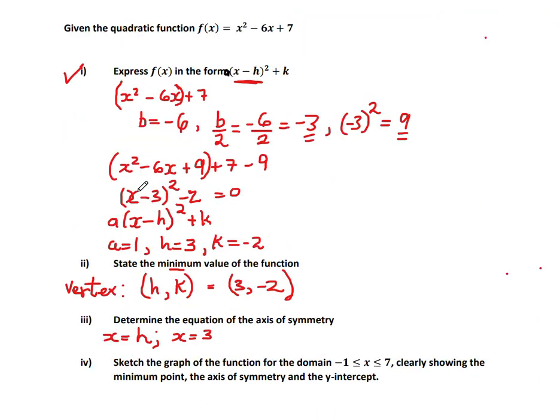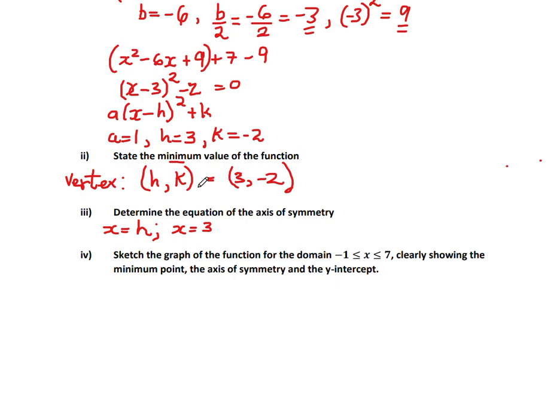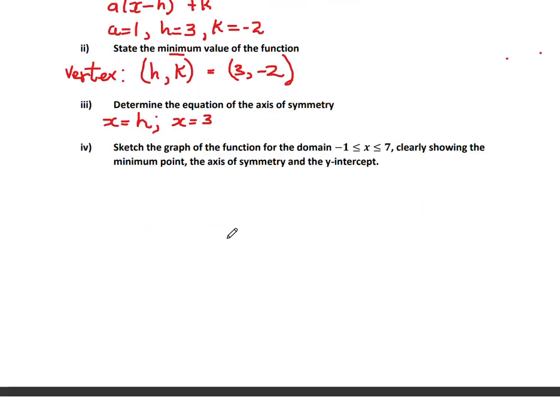So we've taken care of expressing the quadratic equation in vertex form. We've also taken care of deriving the minimum value of the function, which is the vertex, which will always take the form (h, k), which is a coordinate, h being akin to the x value and k being akin to a y value. So we get (3, -2). And then we determined the equation of the axis of symmetry, which is always going to be x equals h, and specifically in this case x equals 3.